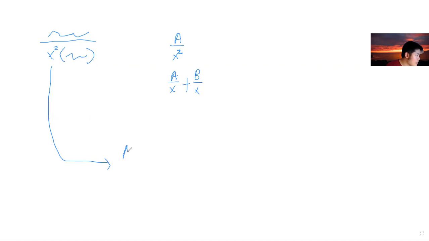The way for x squared is slightly different. It's a over x plus b over x squared. And if it's x cubed, you could expand it to a over x plus b over x squared plus c over x cubed, and so on and so forth, expanding that idea. As long as you follow my algorithms, you should be good.